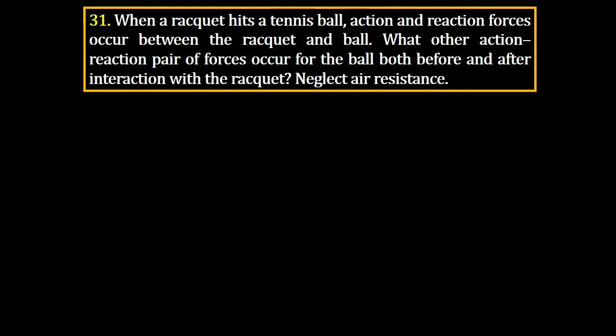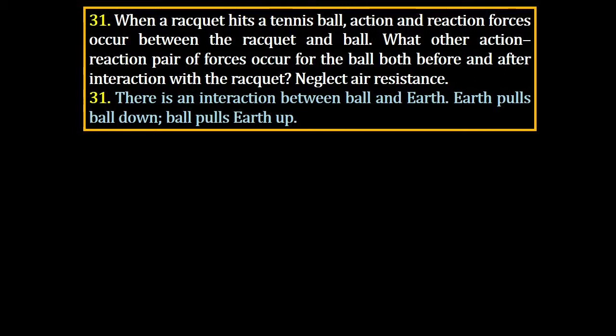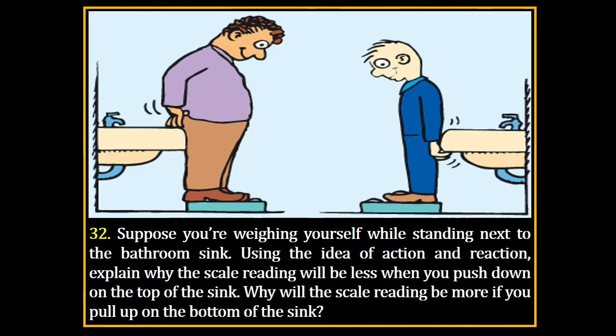When a racket hits a tennis ball, action and reaction forces occur between the racket and the ball. What other action-reaction pair of forces occur for the ball both before and after interaction with the racket? Neglect air resistance. There is an interaction between the ball and Earth. Earth pulls down on ball. Ball pulls up on Earth. Again, that may be true, but there's not going to be a tremendous amount of acceleration as a result of that, because of the largeness of the Earth.